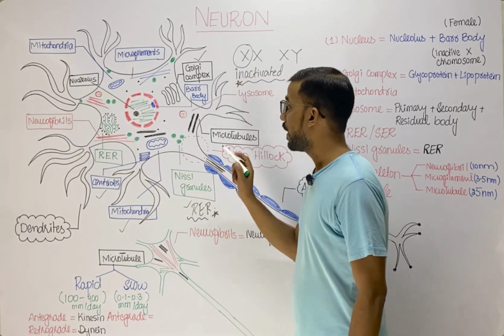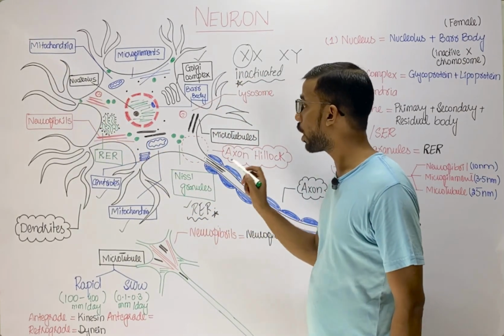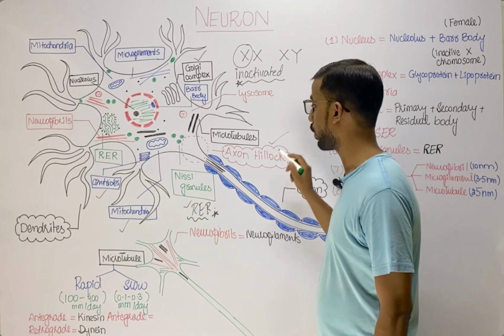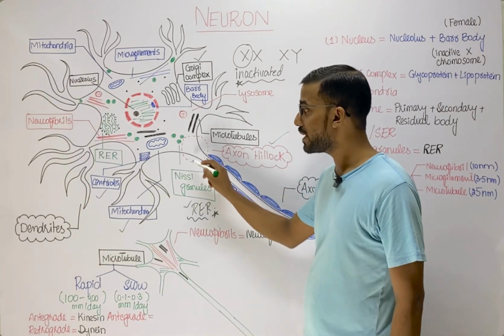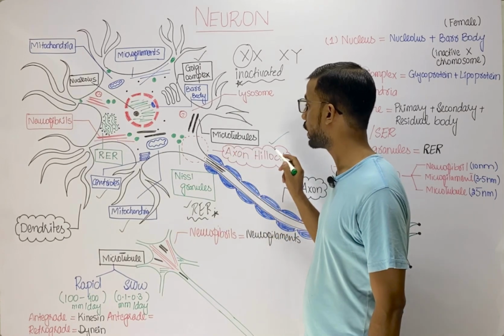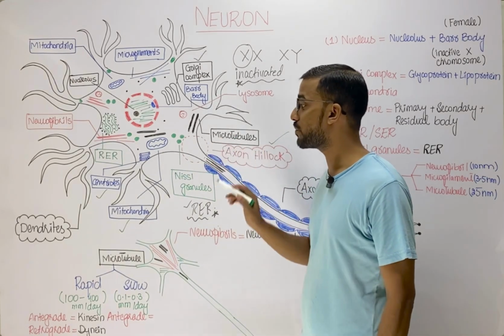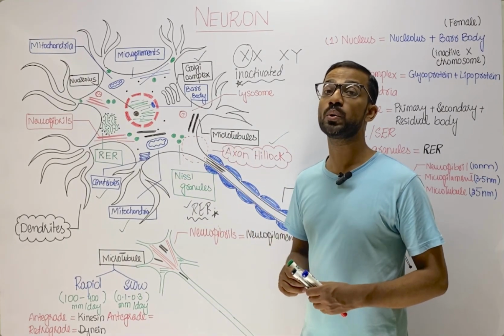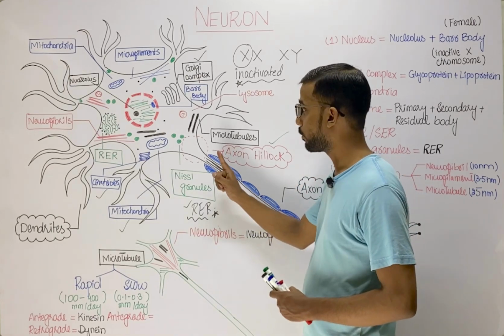But these Nissl's granules will not be present in the axon hillock. At the proximal side of the axon, you will see the axon hillock, and this is the location where Nissl's granules are not present. So that is the important thing.